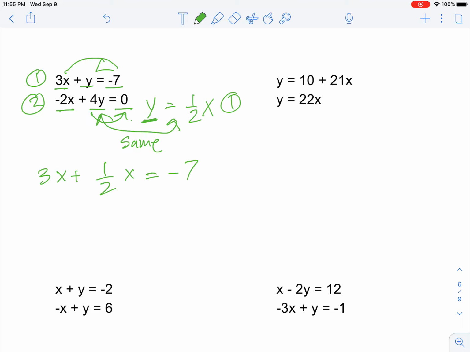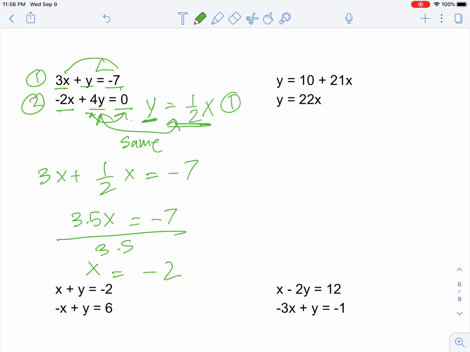Just as a side note, the only reason why we don't put this equation back into here is that it won't give us a solution to the problem, right? So if we put it into here, we get 3.5x is equal to negative 7. Divide by 3.5 on both sides, x is equal to negative 2, right?